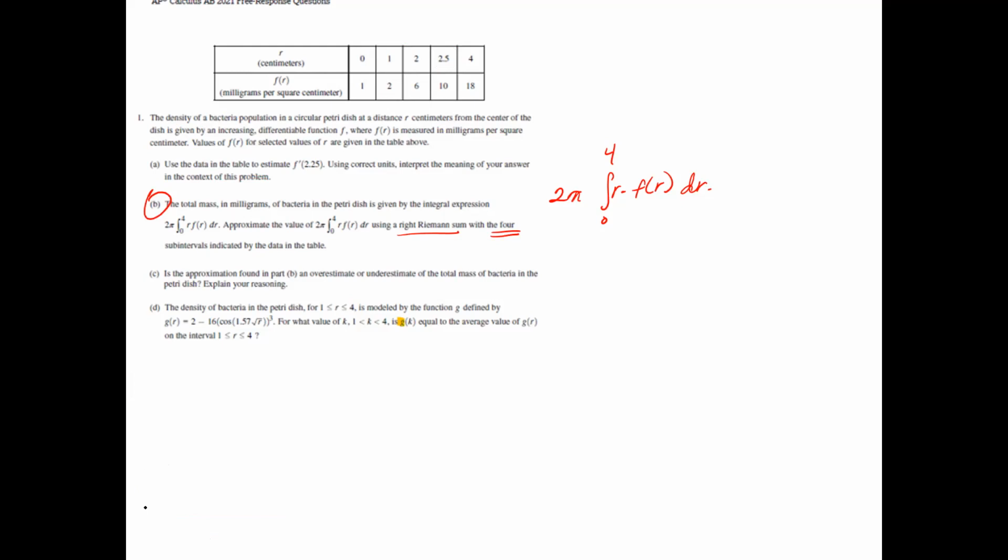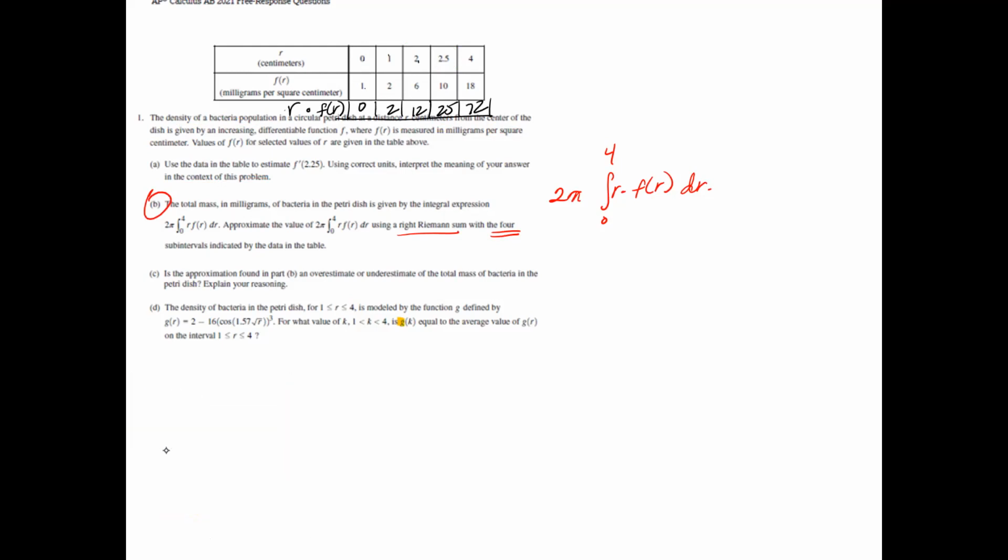All right, so looking at this, you're looking at r times f of r. So I'm going to extend that as the next row. Here's r, here's f of r. So that's 0 times 1, which is 0. 1 times 2 is 2. 2 times 6 is 12. 2.5 times 10 is 25. 4 times 18 is going to give you 72.